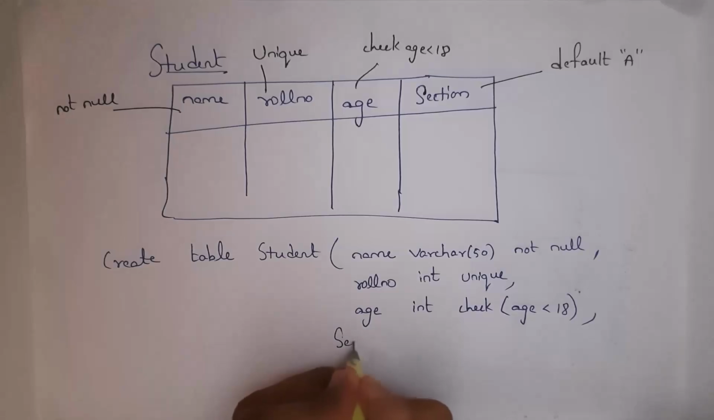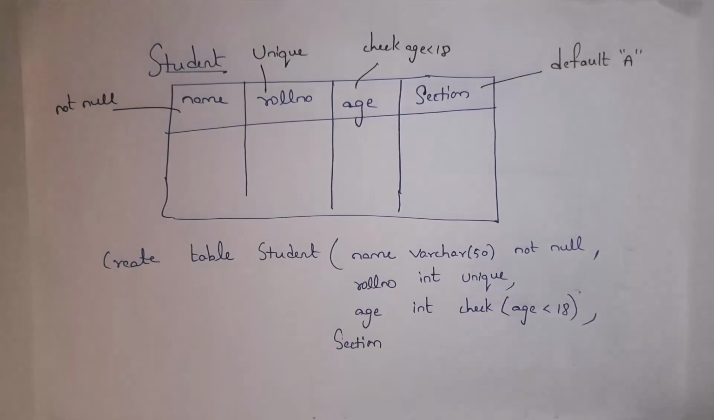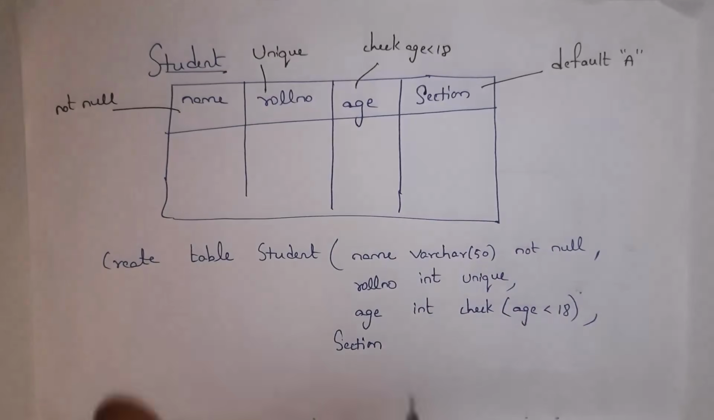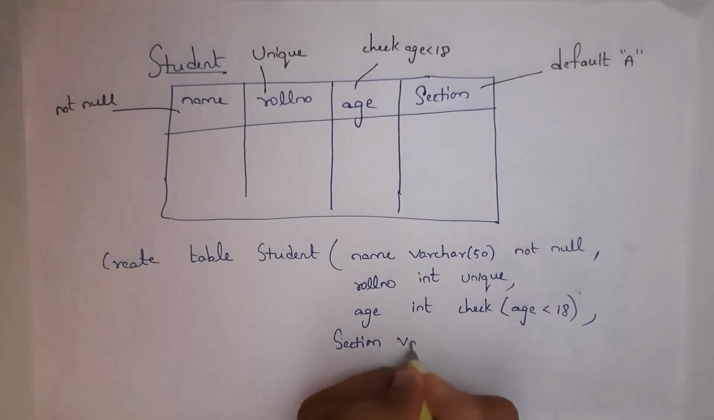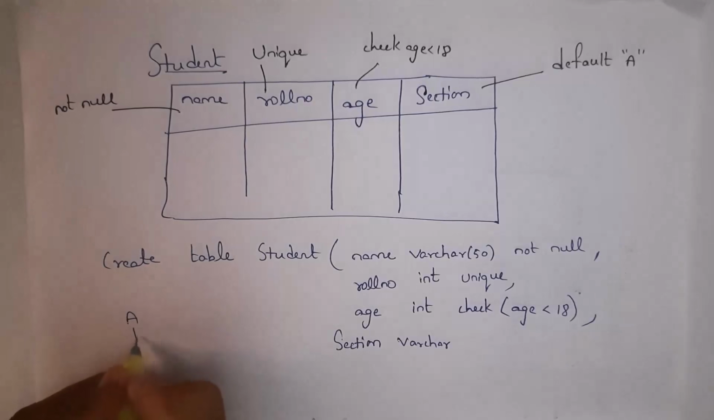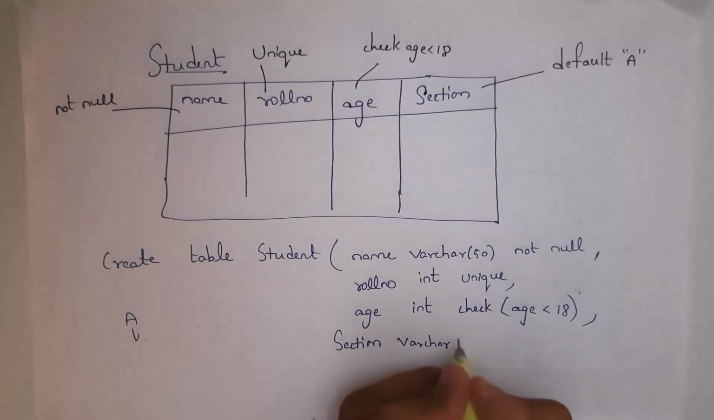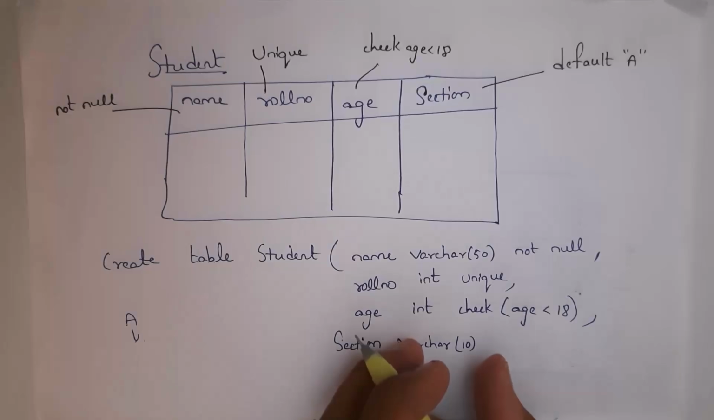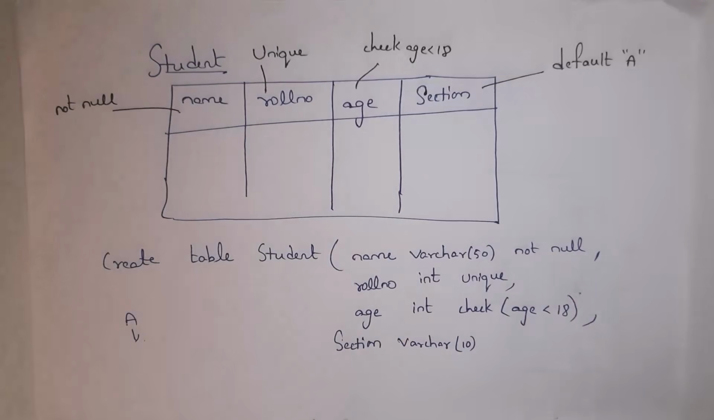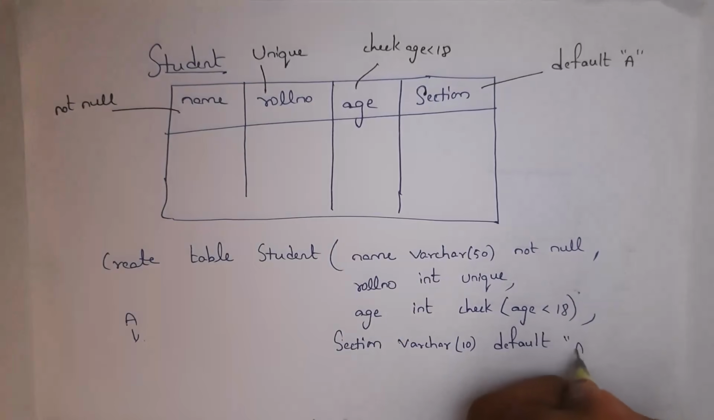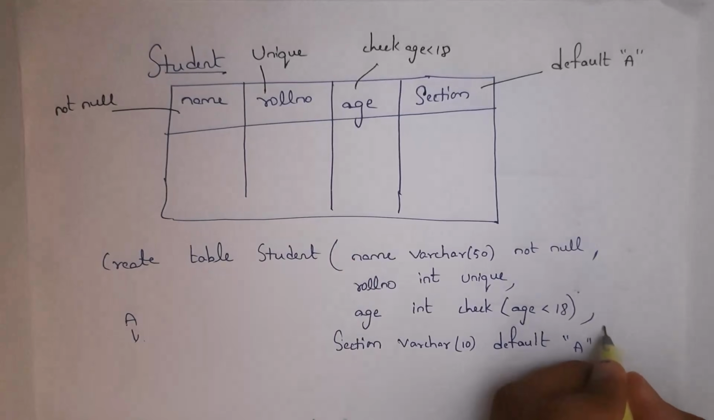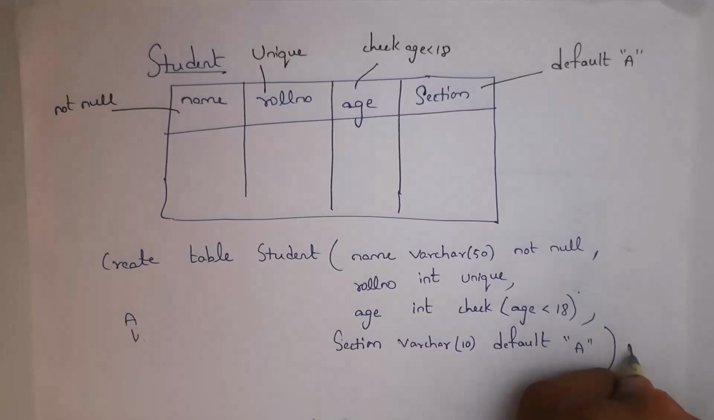So write here section, which is column name. I want to give sections like A, B, C, so on. All are varchar data types. So write here varchar. Actually section A is only one character, but I will give limit that is 10 characters. That means each value can support up to 10 characters. So section varchar 10 and I am giving condition that is default 'A'. In quotations, write A. I close this main bracket and at last give semicolon.